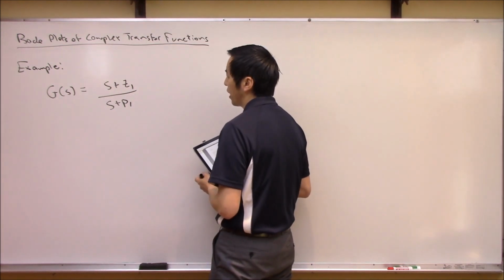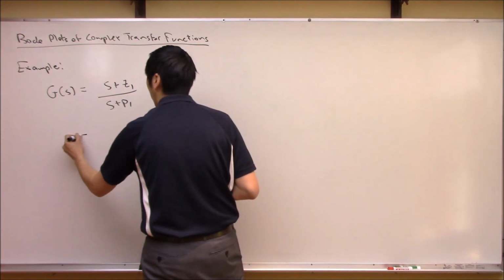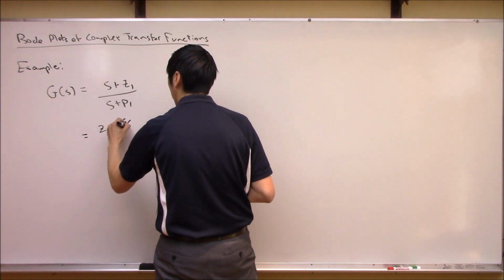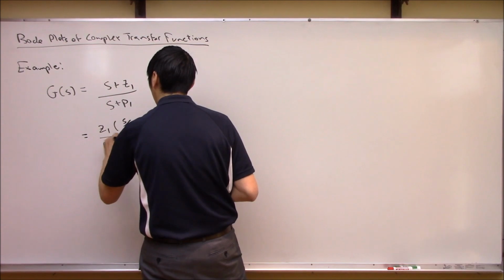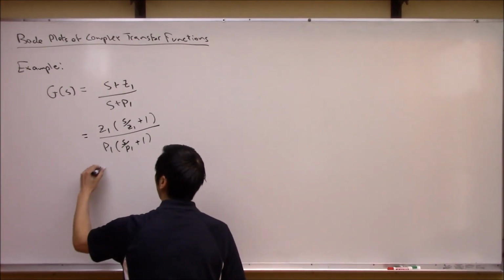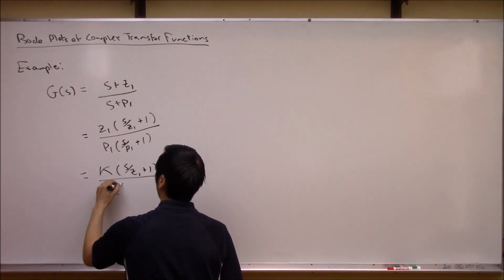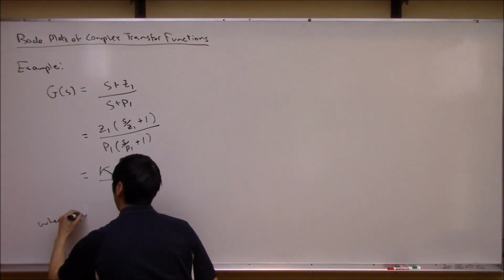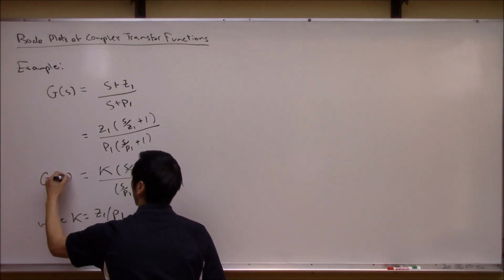One thing to note here is you could write this, if I factor this into standard Bode plot format, as z1 times (s over z1 plus 1) all over P1 times (s over P1 plus 1). Or you could write this as just some gain k times (s over z1 plus 1) all over (s over P1 plus 1), where this gain k is now this constant value of z1 over P1. So here's our transfer function.